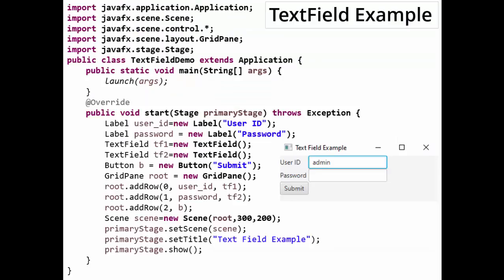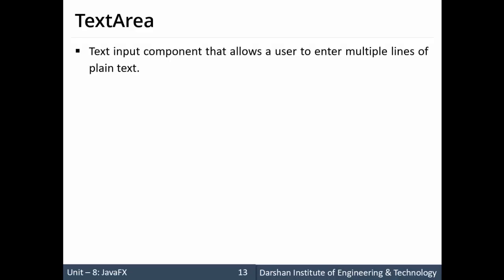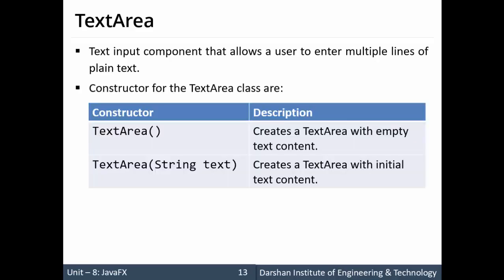Similarly, we have another UI control. Now in this case, the text field is a single line control, meaning you can enter a single line of unformatted text. But say for example, if I want to enter an address, a multi-line box is required. For that we have TextArea. The TextArea component is required to enter multiple lines of plain text, so unformatted or plain text. And the constructors are similar to text field: an empty constructor with no text in it, and with a string argument it gives you the default text.